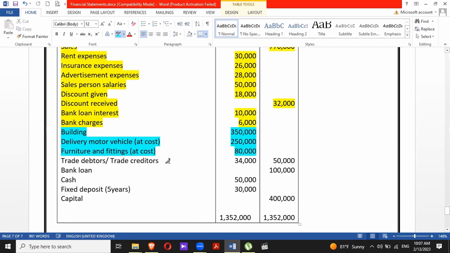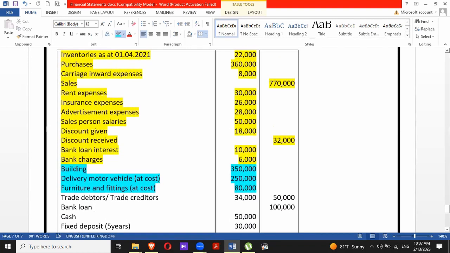Trade debtors and trade creditors, both values are given at once. Look at this. How do we find out which one is related to trade debtors and which one is related to trade creditors? The value given under the debit column is trade debtors, because debtors is an asset. Normally asset accounts have debit balances. In that sense, the debtors balance is 34,000 here.